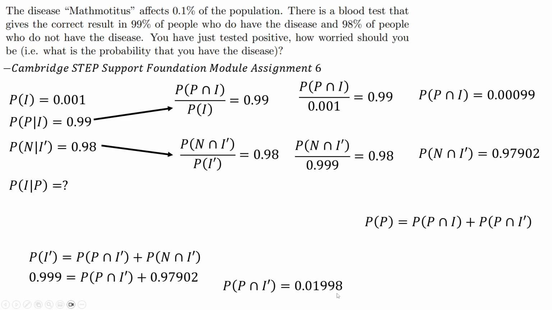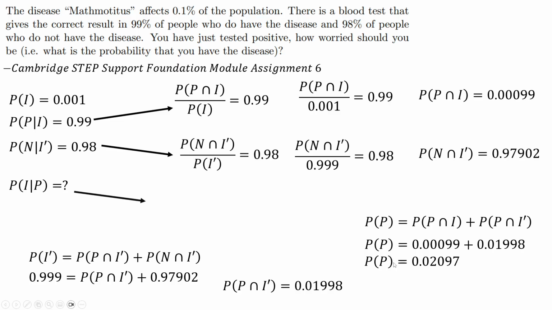0.01998. Okay, now we've got this, we can plug this into here. This is the reason why I actually did this in the first place, why I considered this. And then this P and I we already knew is up here. So we can get the probability of testing positive to be 0.02097.